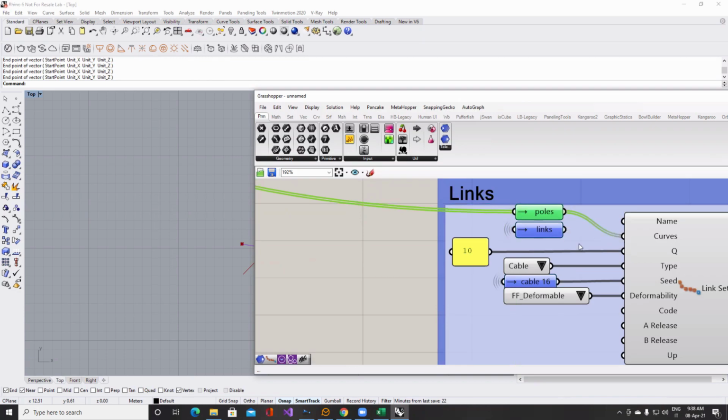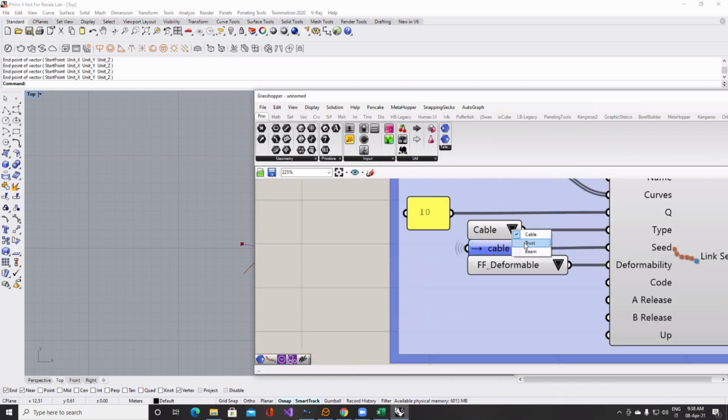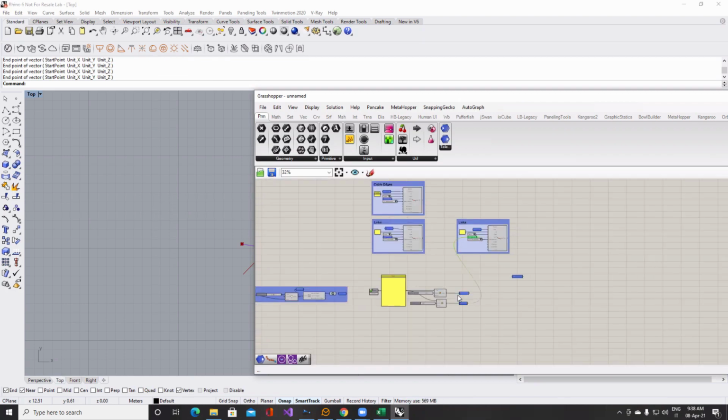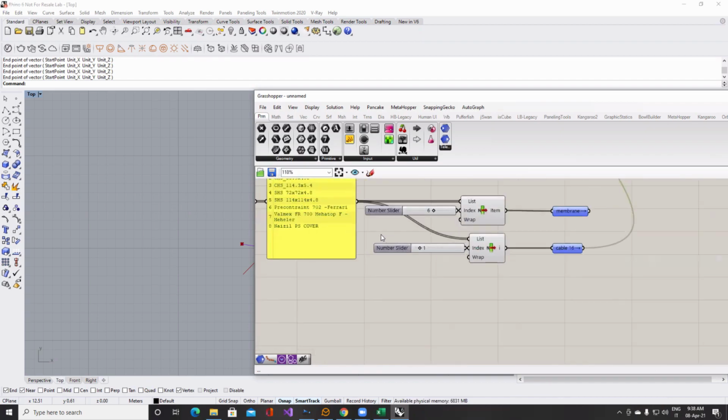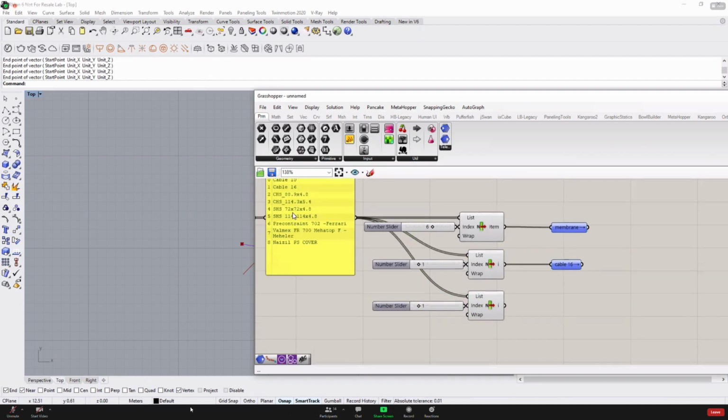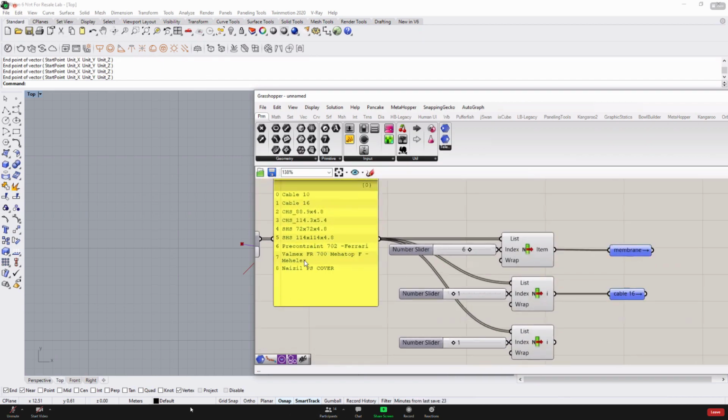The poles go here. These are beam elements. We are making the poles. We have to change the definition, and these are stiff deformable. We need the seed, so I get a new seed here. And we will use what we have here.